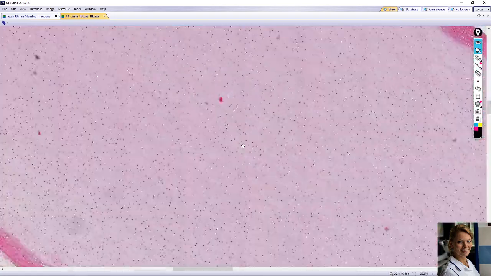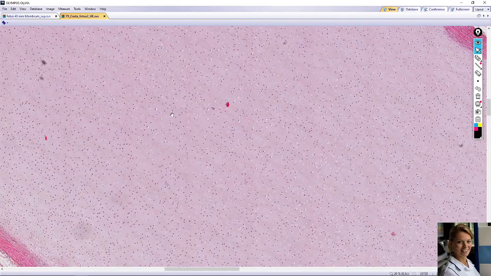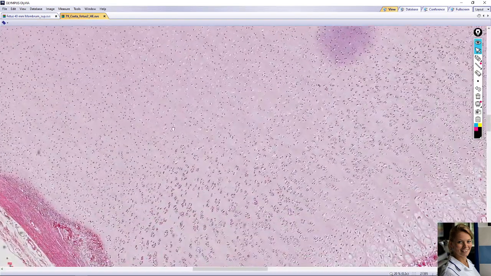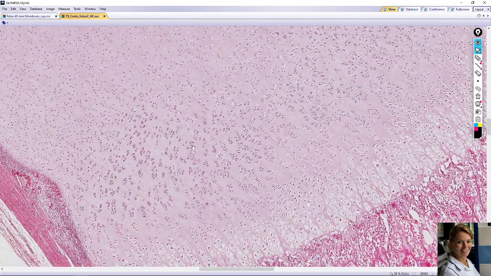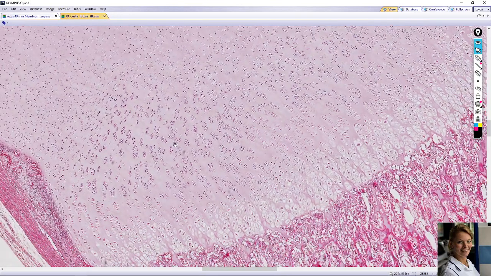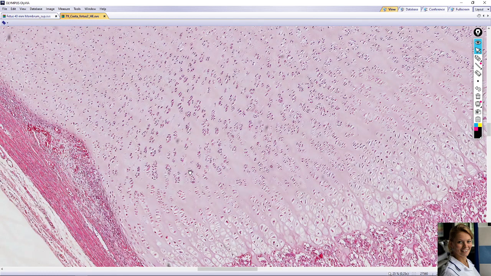So here you can see a resting zone, no cellular proliferation or active matrix production. Here is the start of the proliferation zone. In this zone, the cartilage cells undergo divisions and organize into distinct columns. Here you can see the columns of chondrocytes, and these cells actively produce the matrix.